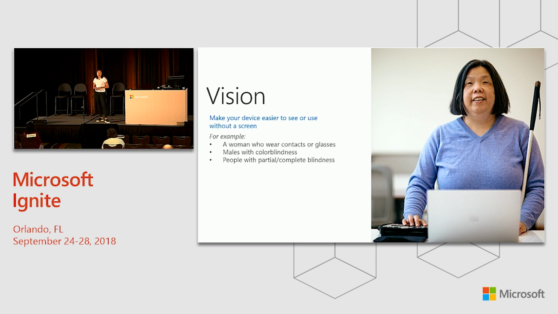We know that in the day-to-day, in the workplace, there's a lot of information that comes through with red-green conditional formatting, and that can be quite inaccessible to someone who has red-green color blindness. Then there's also someone who may have partial or complete blindness.